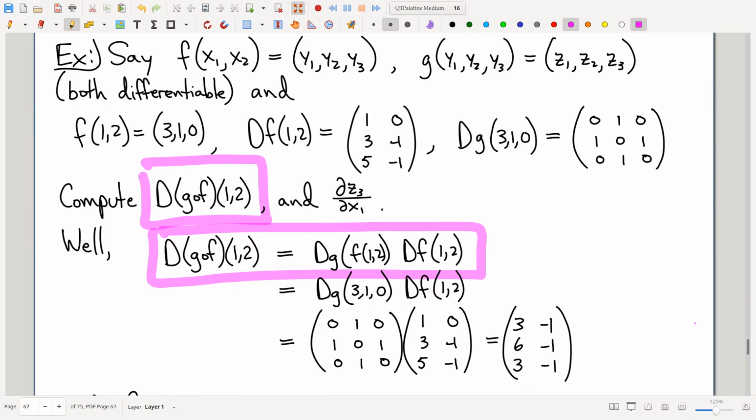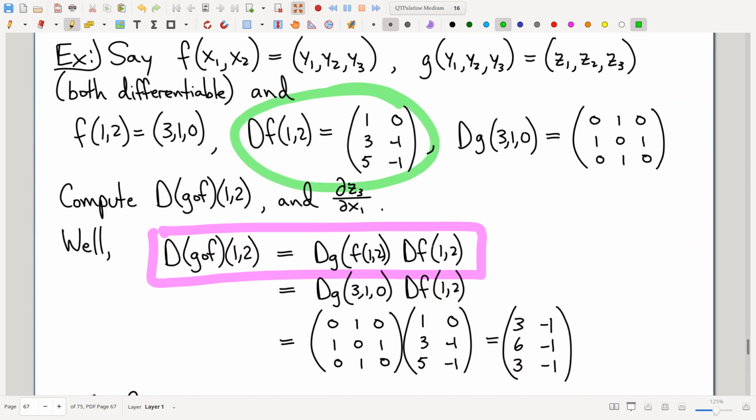Yeah, so we wrote this down, and conveniently, some of what we need, we're just looking at it here. DF at 1, 2, right? I needed that. Boom, I have it. Bam, there it is, plugged in. Cool, done.